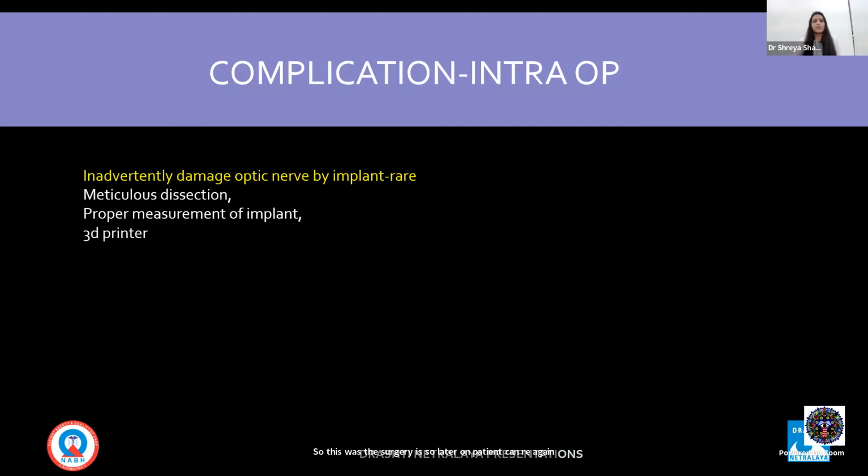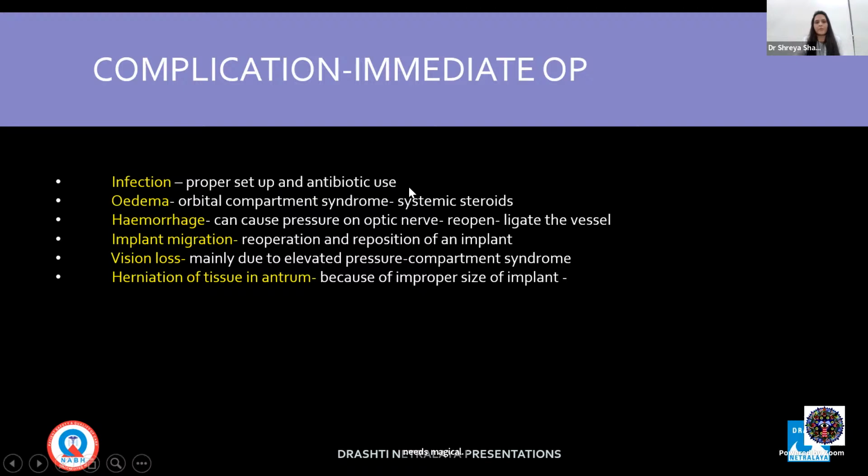Complications of orbitotomy, as we all know, need meticulous dissection and proper measurement of the implant, and as I said, 3D printing helps very well. Infection can happen. Proper setup will not allow it to happen. With antibiotics, you can cure it. Edema, just simple, can happen with orbital compartment syndrome. Systemic steroid can help. Hemorrhage can cause pressure on the optic nerve; reopen and ligate the vessel.